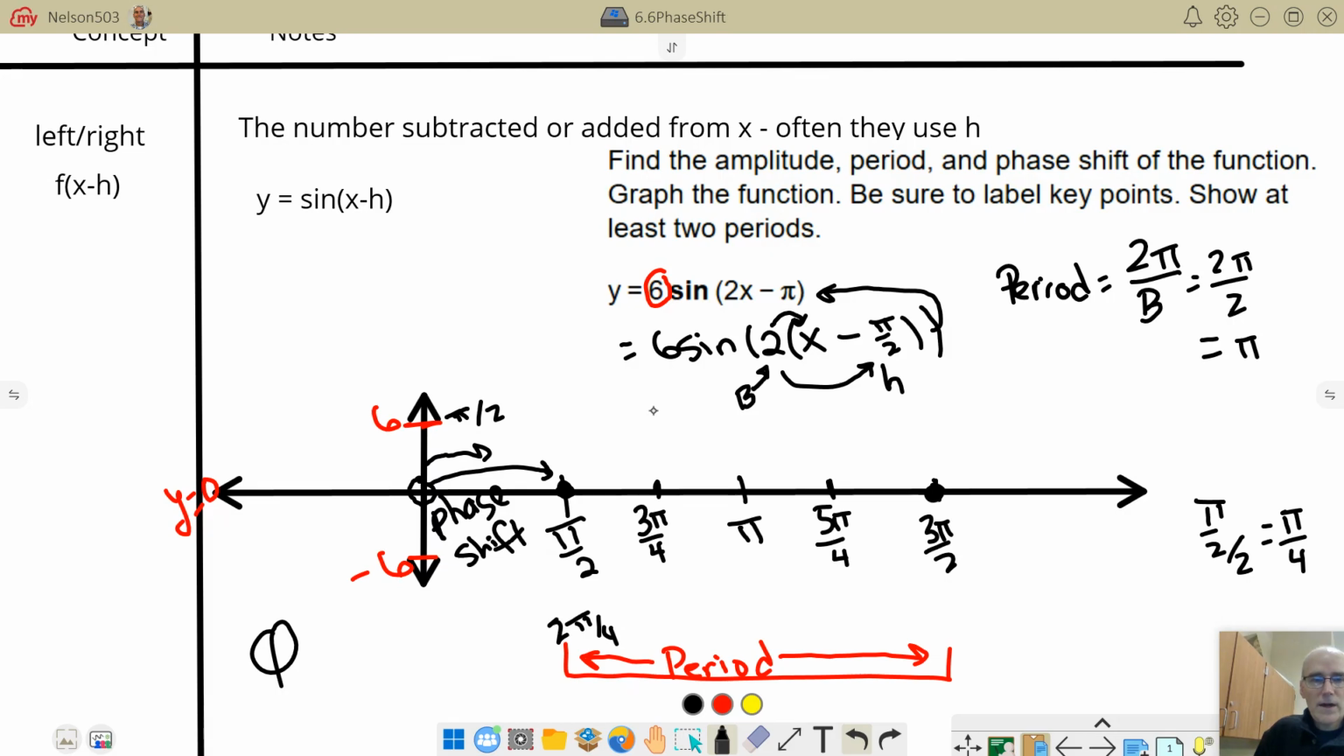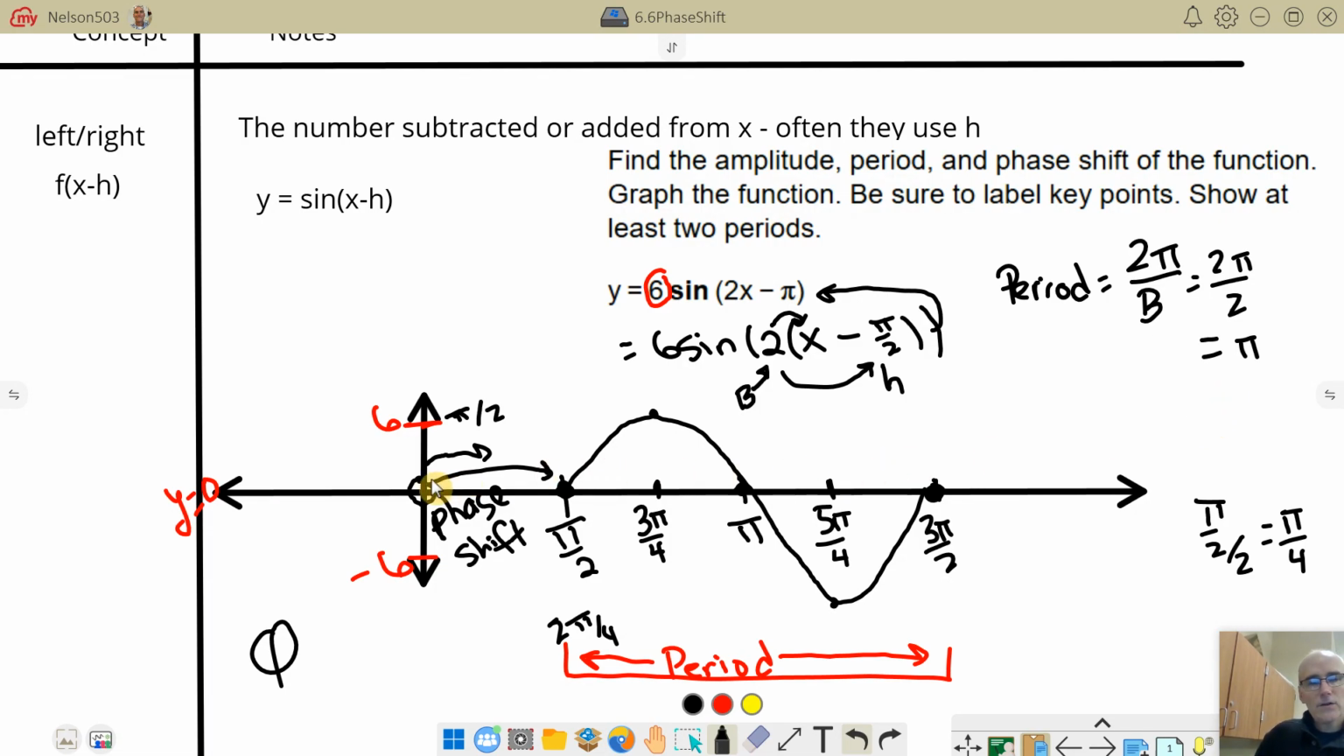So we go up to our maximum because this is a sine function, so it goes from neutral to max to neutral to minimum, back to neutral, and then we're just going to try to connect those as smoothly as we can, try not to miss any of them. And that's how we shift a function left to right.